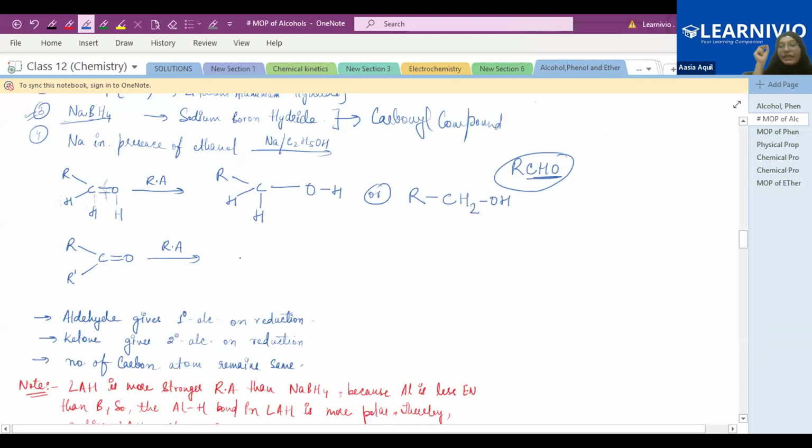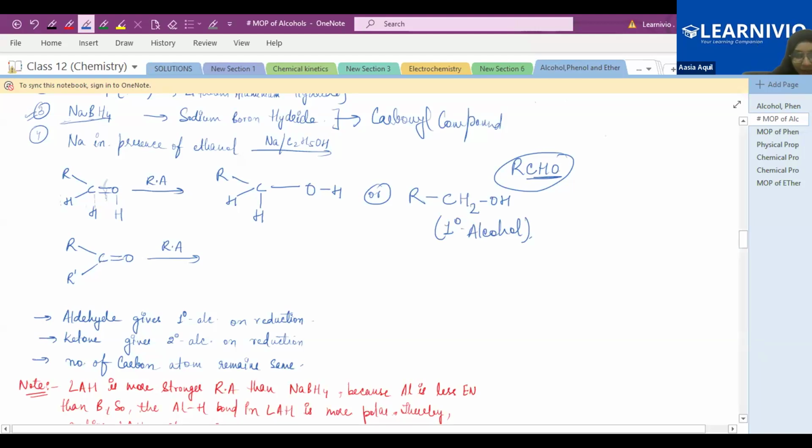When you reduce the aldehyde group, on reduction of the aldehyde group, it will give you a primary alcohol. This is your primary alcohol. Is it clear? Yes, ma'am. Okay.